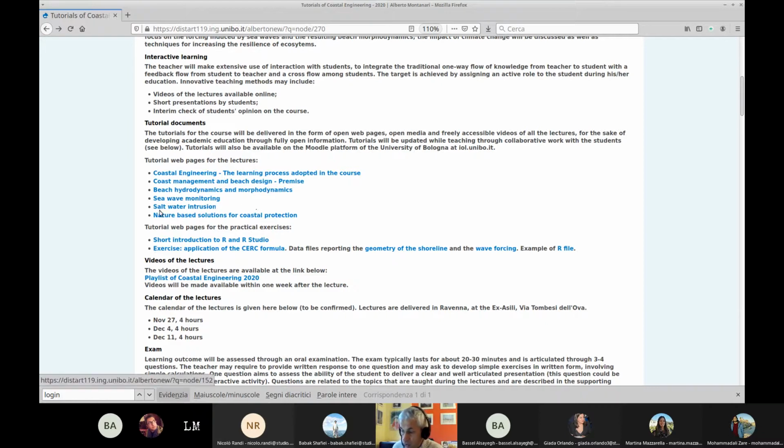And then there is saltwater intrusion. This is another fascinating topic, because saltwater intrusion is a big problem, and learning how it evolves is really interesting. This is mathematical, but not very difficult. Beach hydrodynamics and morphodynamics is a bit more difficult. And then the last topic is nature-based solutions for coastal protection. The title of the lecture is self-explaining, and it's a descriptive lecture.